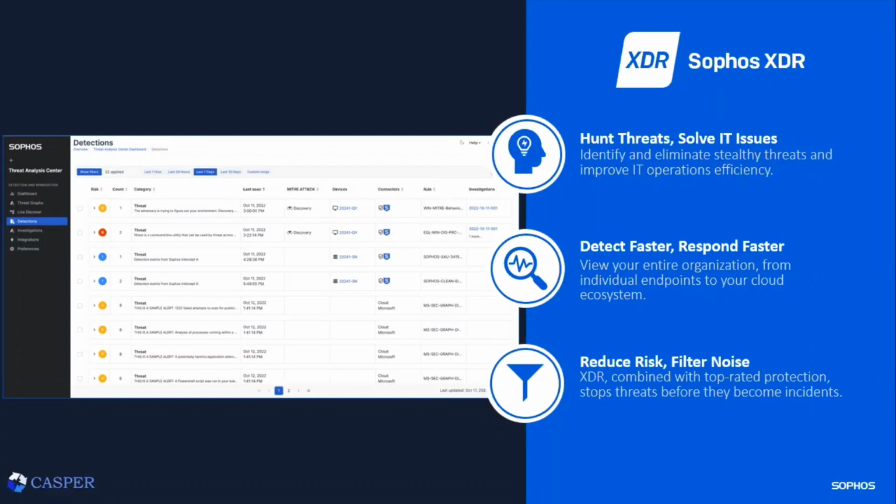You can view your entire ecosystem on one dashboard. So with this, you can have a very good view on detecting and responding, then reduce risks and filter noise. The XDR, combined with the top-rated protection, stops threats before they can become an incident.